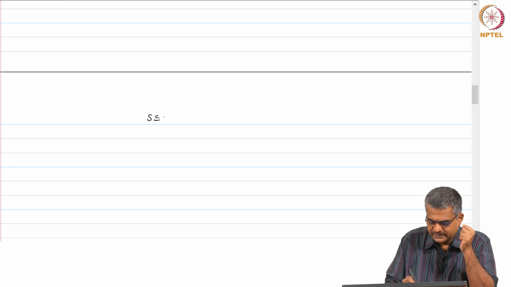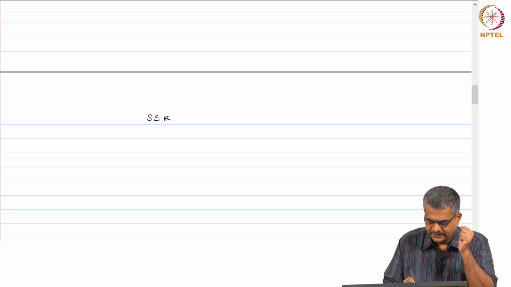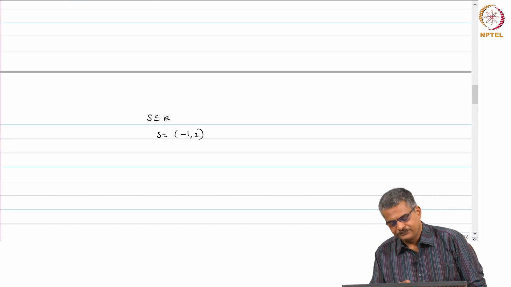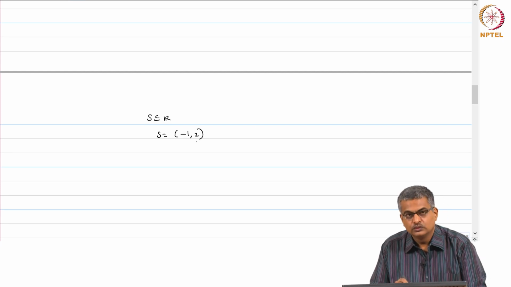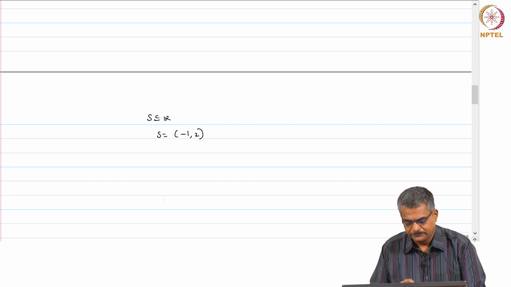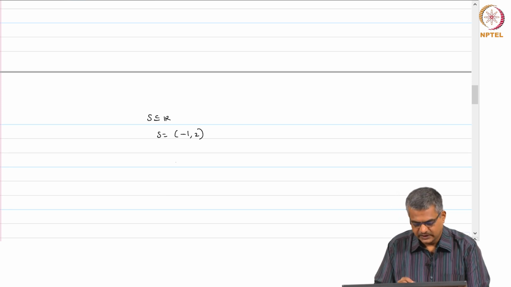So, let S be a set in R, right. Let me take an example. So, let S be say minus 1 and 2. I have taken an open interval, right. Now, you can see that the number 2, all elements in the set S are less than the number 2. Okay. However, the number 2 does not belong to S.